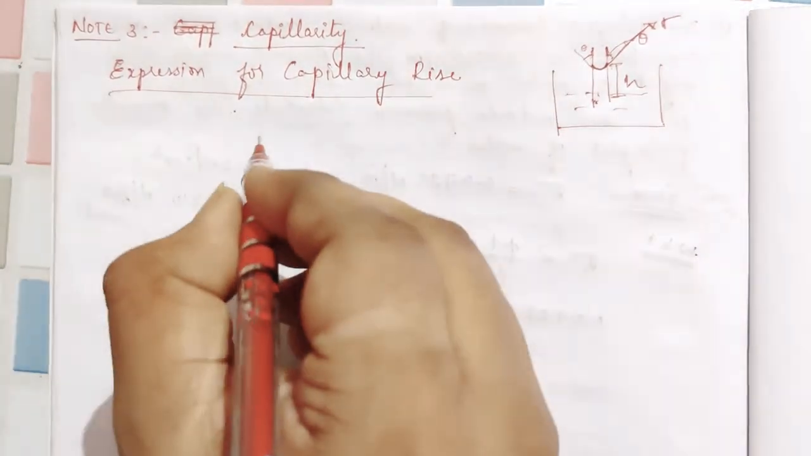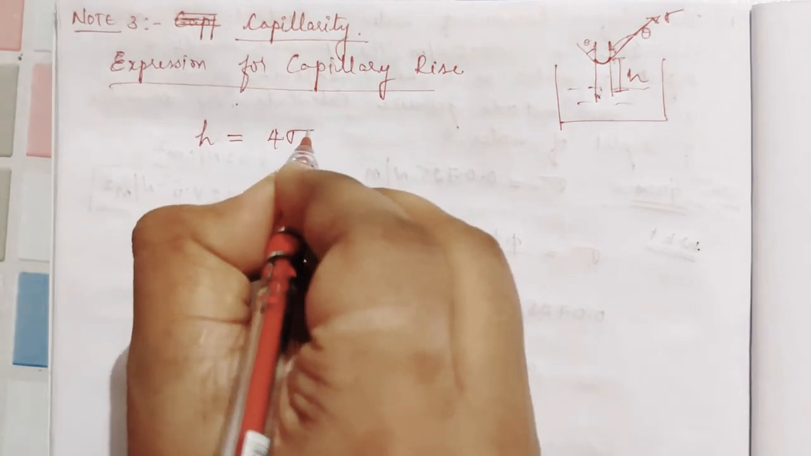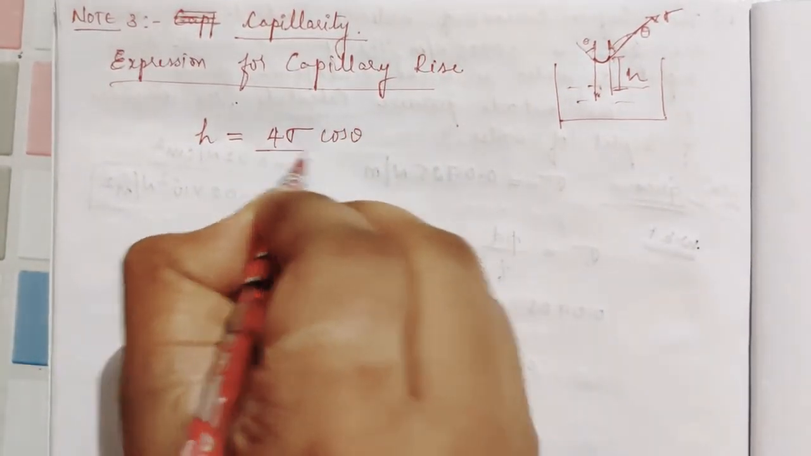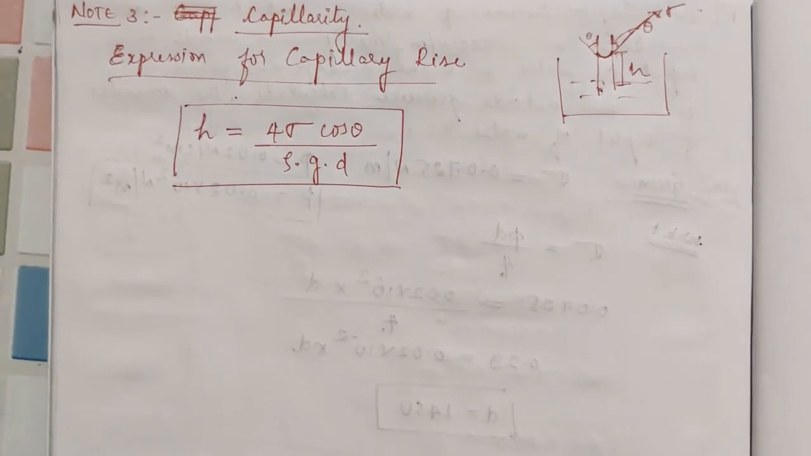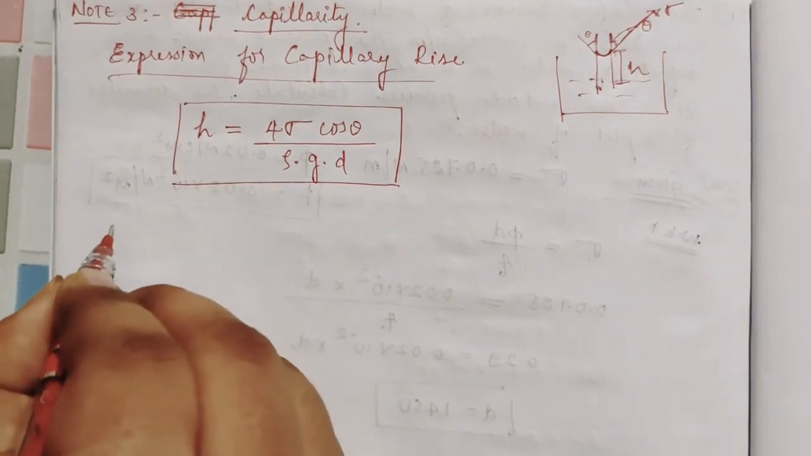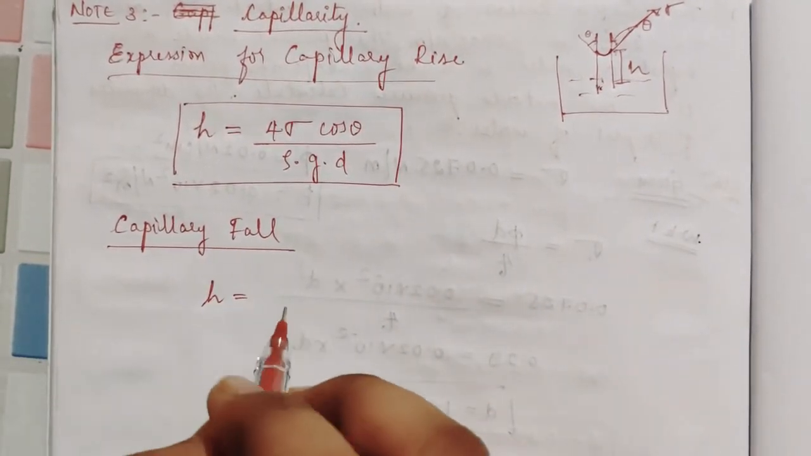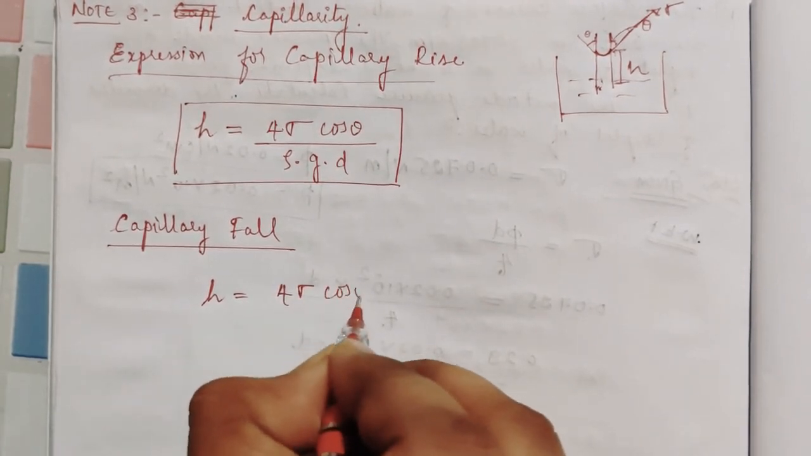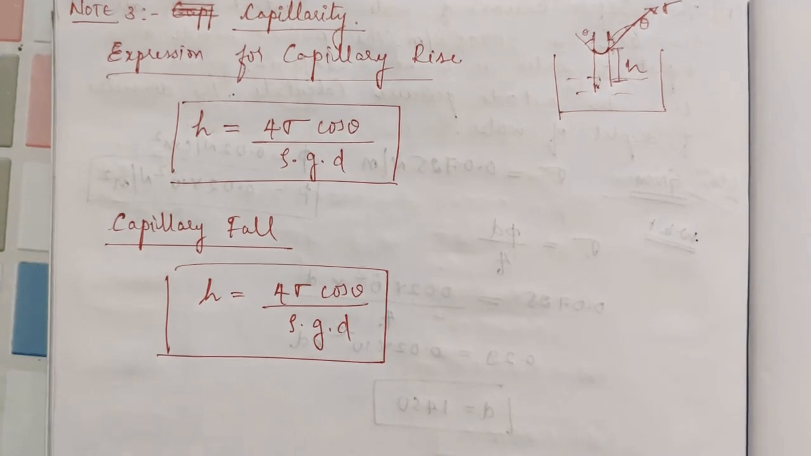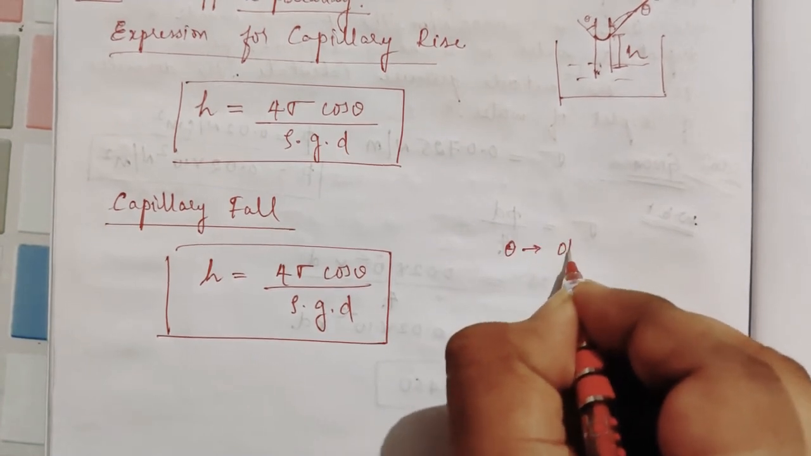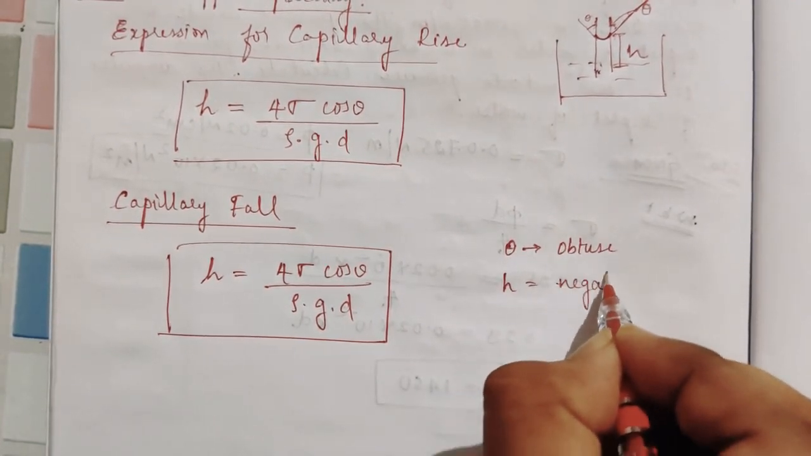What is the formula we discussed? Height of capillary rise H is equal to 4 sigma cos theta by rho into g into d. So this is the formula for capillary rise. Whenever there is capillary fall, the formula is the same, H is equal to 4 sigma cos theta by rho g d, but here we have to note that the value of theta will be obtuse, greater than 90 degrees, and the height will be negative for capillary fall.